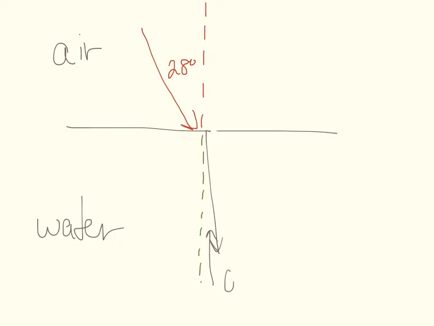This angle here, theta r, must be less than 28. We don't know what it is until we use Snell's law and our indices of refraction. But we do know that it's got to be less than 28 because it's slowing down. So if you're forgetting this, remember that when you think of slowing down, you think of lower velocity, don't you?